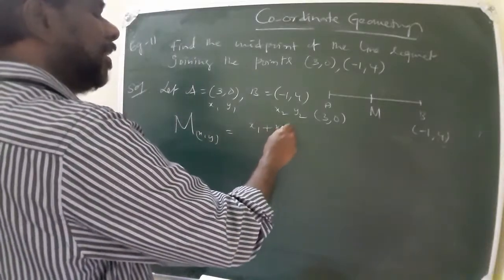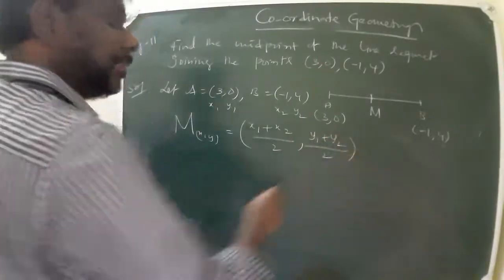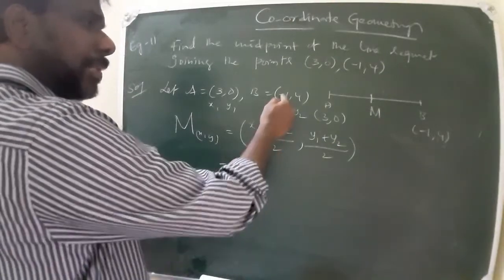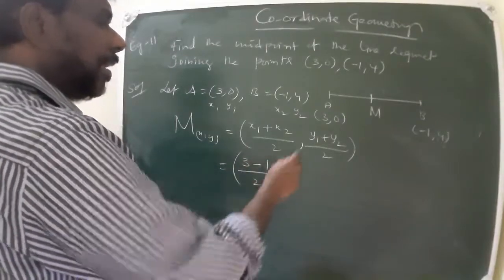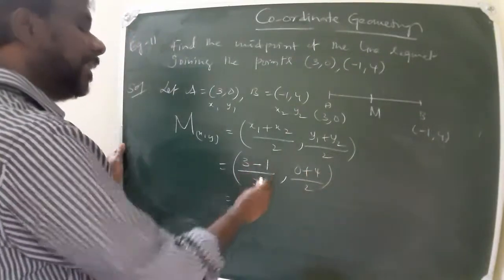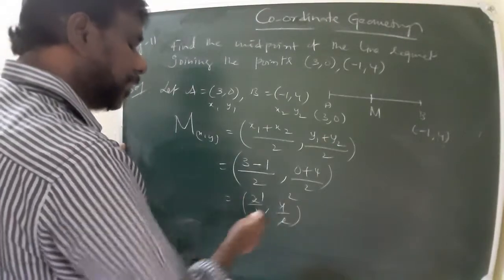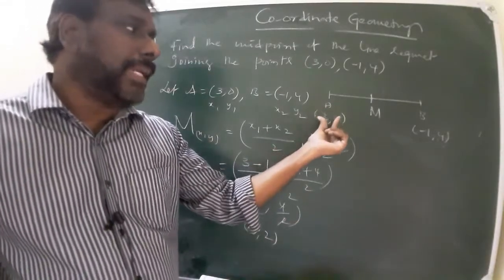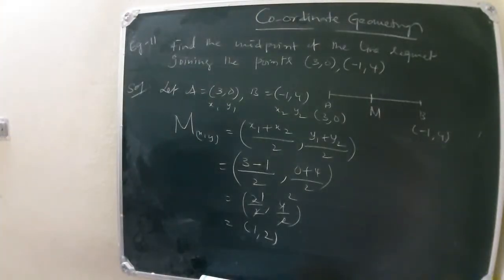That is (x1 plus x2) by 2 and (y1 plus y2) by 2. Here x1 is 3, x2 is minus 1, so 3 plus into minus 1 by 2, and y1 is 0 plus y2 is 4, by 2. 3 minus 1 is 2, by 2, and 0 plus 4 is 4, by 2. One time and two times, so (1, 2) is the midpoint of the points (3, 0) and (-1, 4). Like that you have to do this problem.